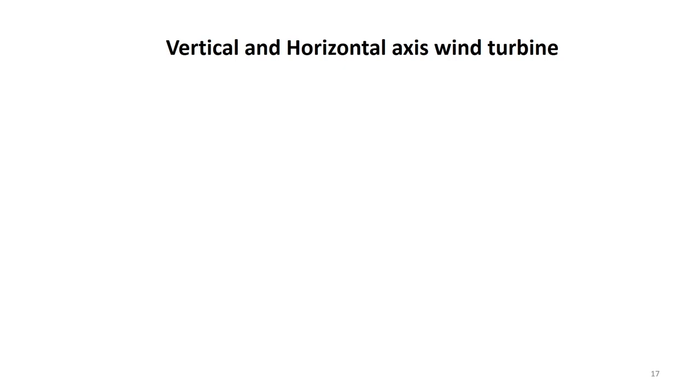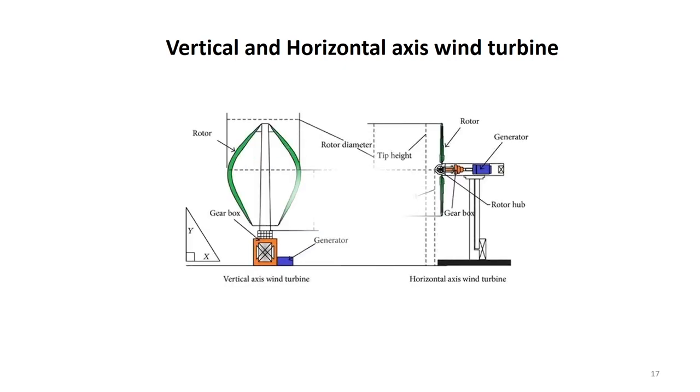Let us broadly classify wind turbines into vertical and horizontal axis wind turbines. It is something like this. This is the vertical axis wind turbine and this is the horizontal axis wind turbine. In case of the vertical axis wind turbine, generators are placed at the bottom, and there are very few obstructions. There are no heavy items at the top. All the heavy equipment is housed at ground level.